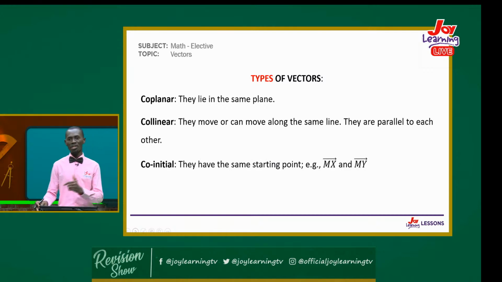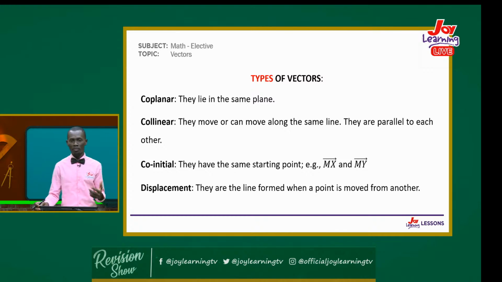We have co-initial vectors. Co-initial vectors are vectors that operate from the same point. They are initiated from the same point. So for example, we have vectors MX and MY. Both of them emerge from M. So from M, the one moves to X. From M, the second moves to Y. So they are co-initial. They came from the same point. They are initiated from a common point. Then there's the displacement vector. The displacement vector is a vector formed where a point is moved from another point. So that would be a displacement vector.